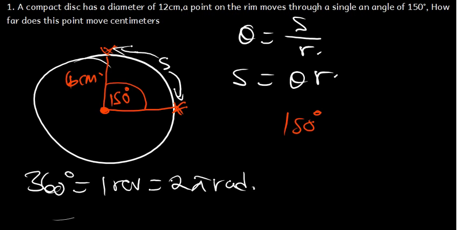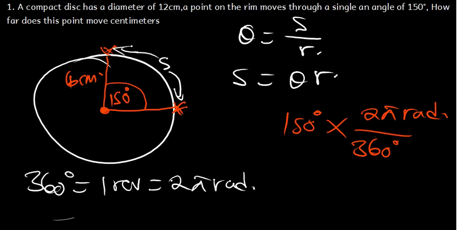So in this case, I've been given degrees, so I'm going to say 150 degrees times, my goal is to cancel the degrees. So I'm going to say in 360 degrees, how many rad do we have? We have 2 pi rad. So at this point, we can see that the degree and degree will cancel. This and this will cancel. We're going to have 150 times 2 pi, then we divide it by 360.